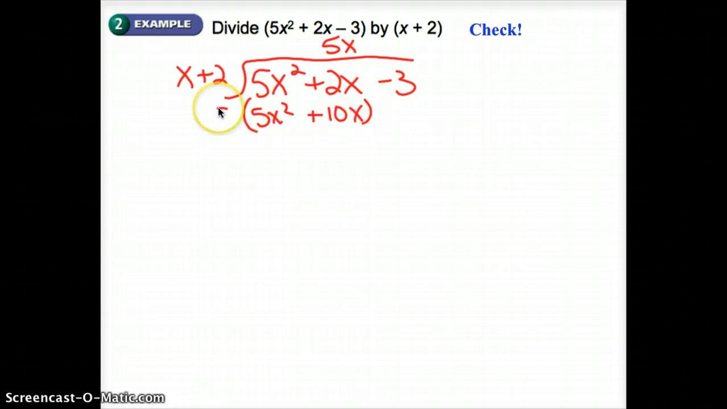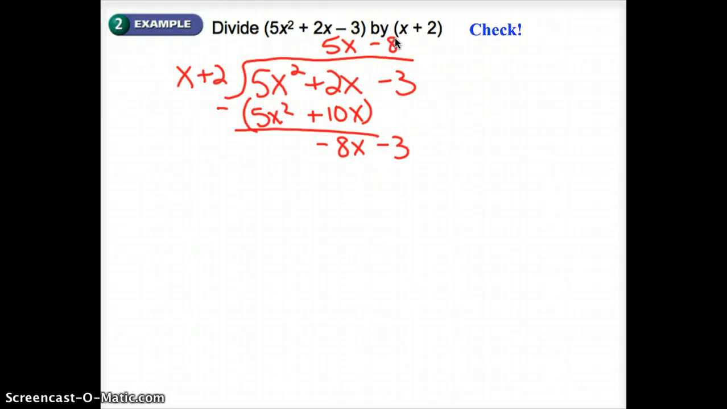And now I'll subtract that. So that's going to be 0, and then 2x minus 10x is negative 8x. I've got negative 8x minus 3. So again, I'm going to look at my leading terms. X goes into negative 8x negative 8 times.